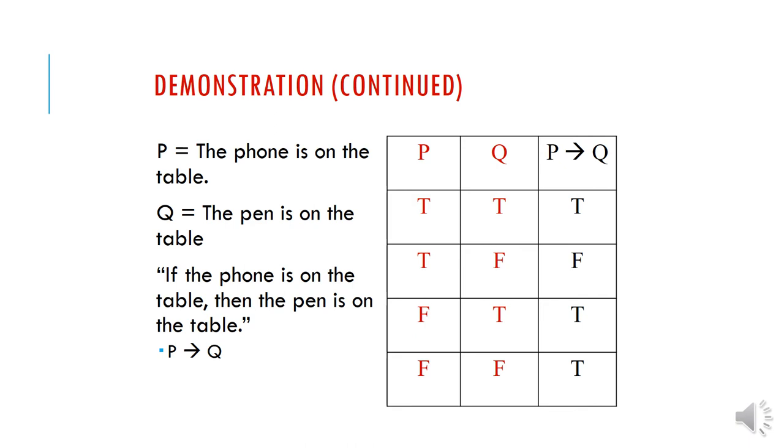The only time that I will have said something false is if the phone is on the table, but the pen is missing from the table. Then I have said something false. So when we use conditional statements, if the antecedent is false, the truth function is always going to be true.